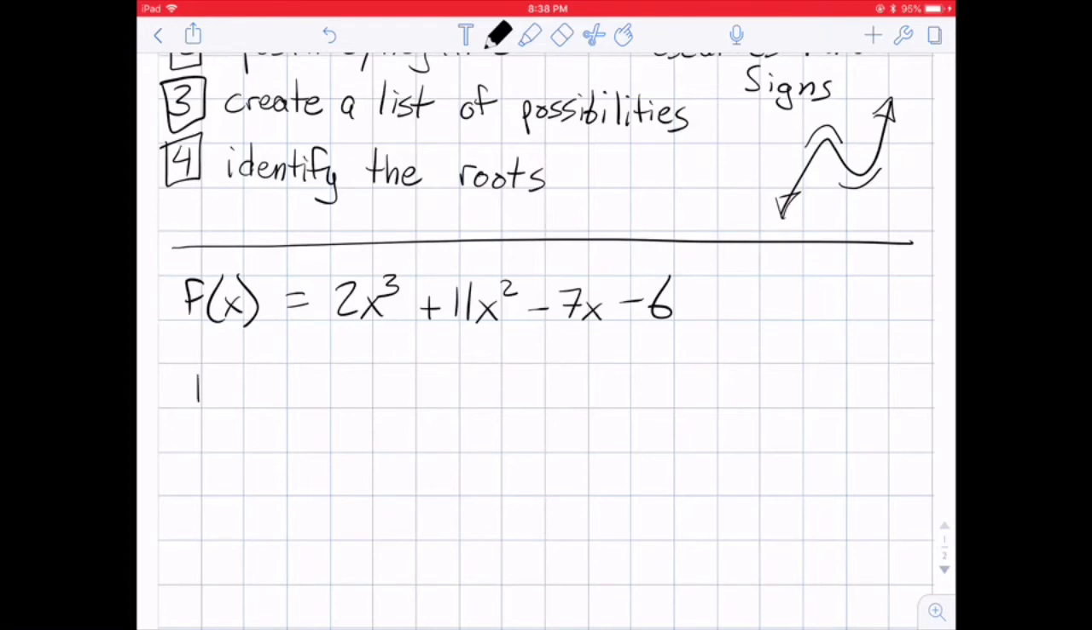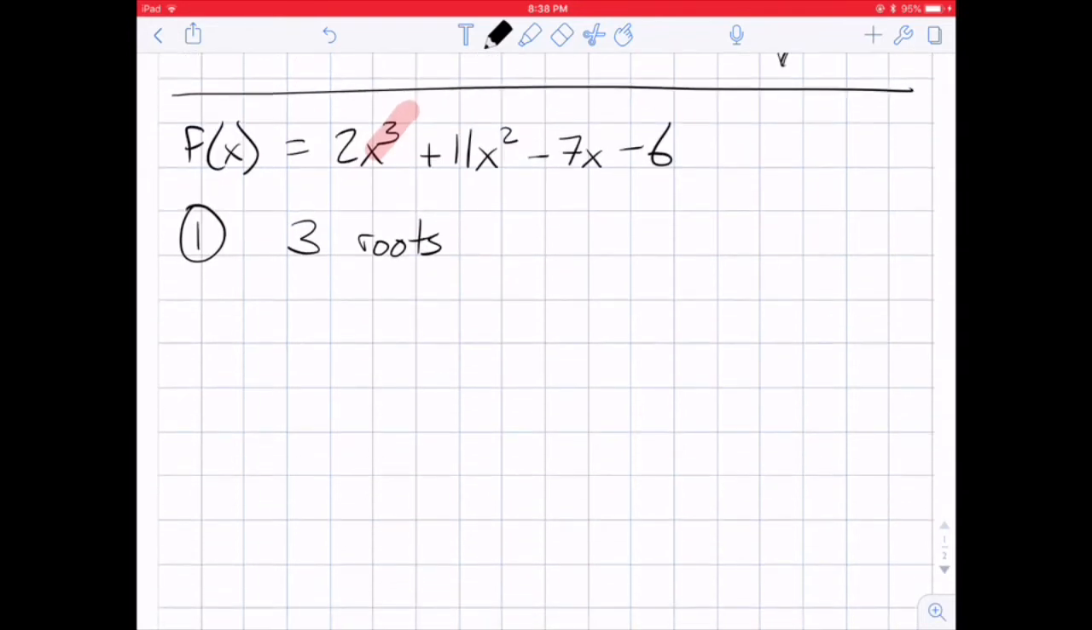The first step is to identify how many possible roots there could be. The power on the highest term is 3, so there are at most 3 possible roots. That just gives us an upper bound on the work that we're doing. Step 2 is to figure out how many of them are positive and how many of them are negative.